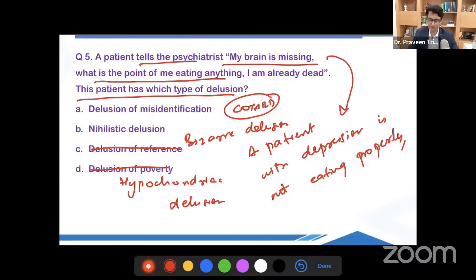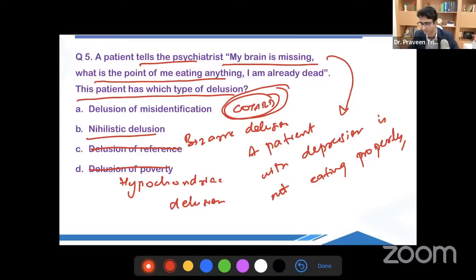See, if they were asking about the diagnosis, since they have given the history of a patient with depression and then they are giving a nihilistic delusion, I would go more towards Cotard delusion. If they are just asking about the type of delusion, then I would go for the nihilistic delusion. Let us not spend too much time on this question.